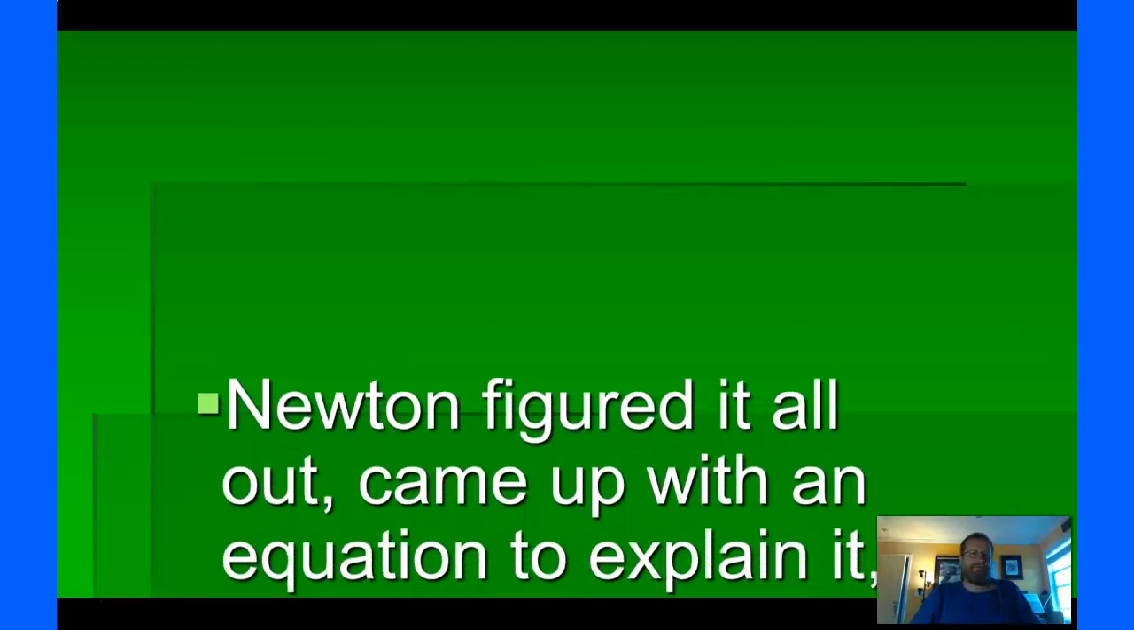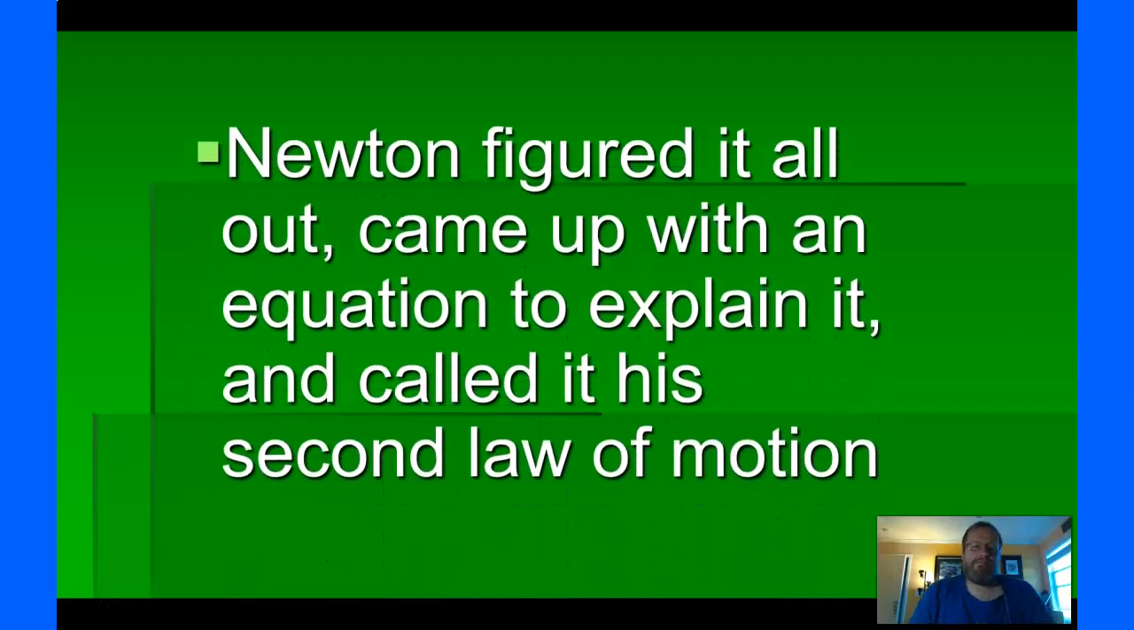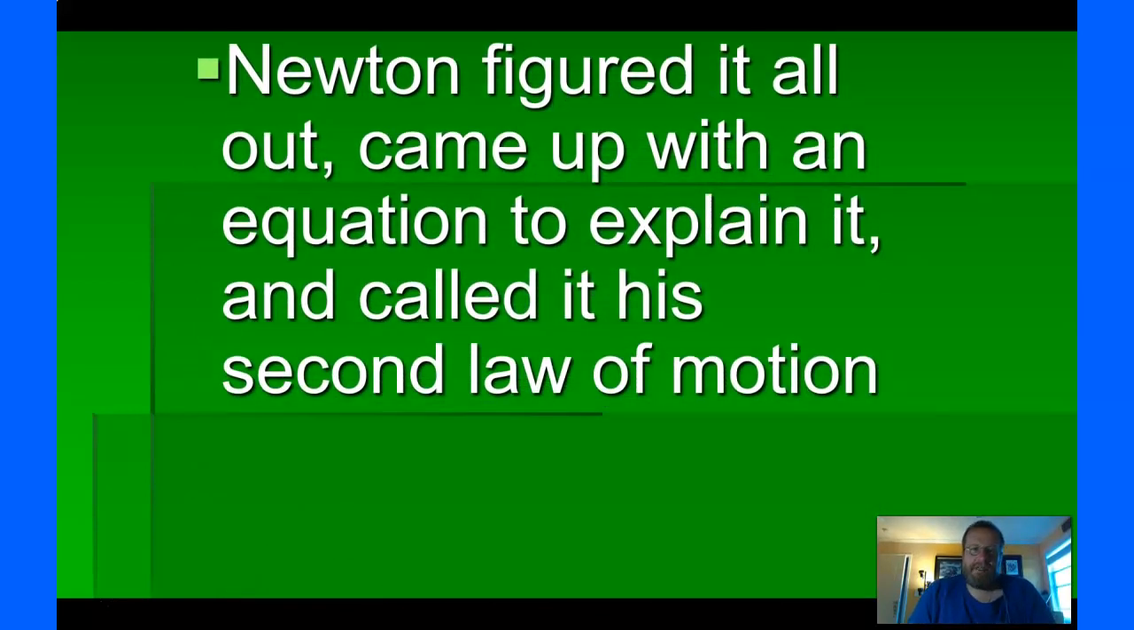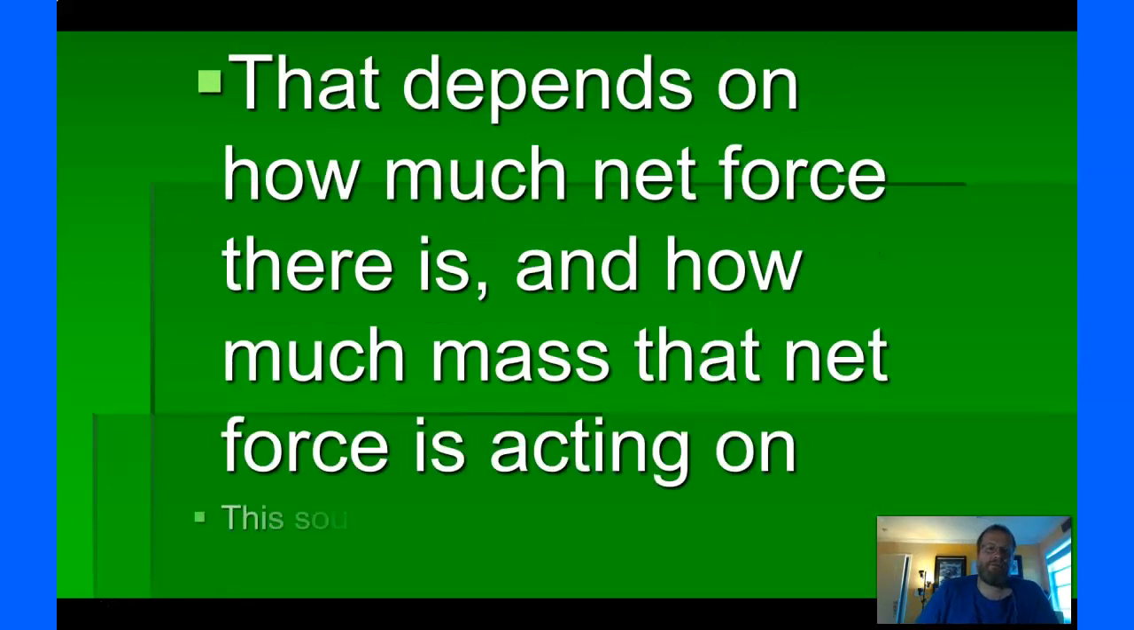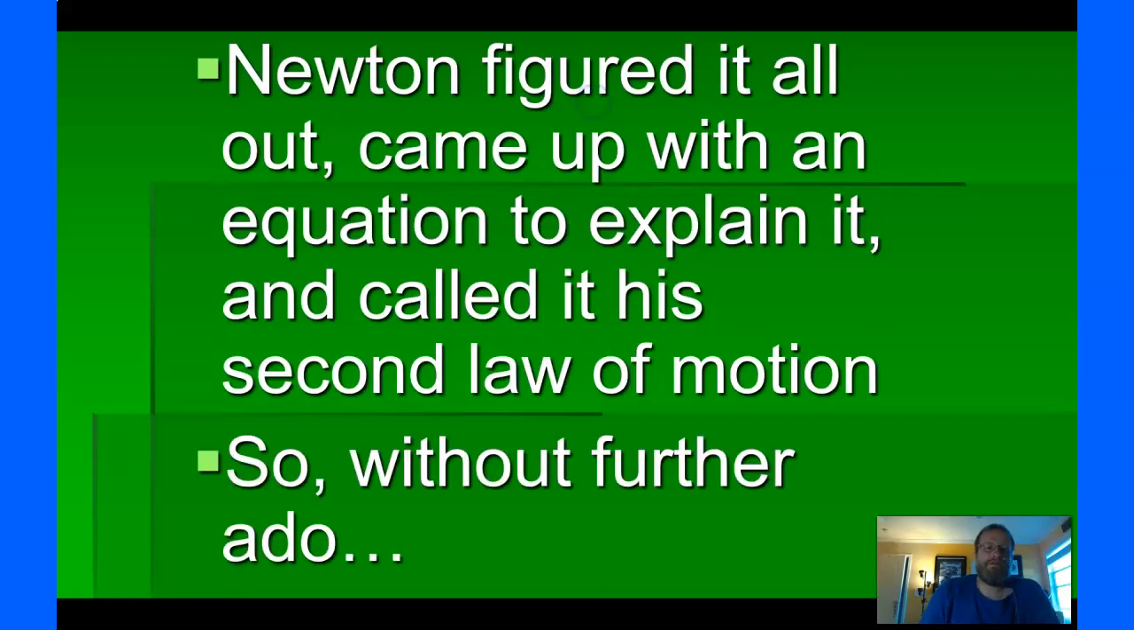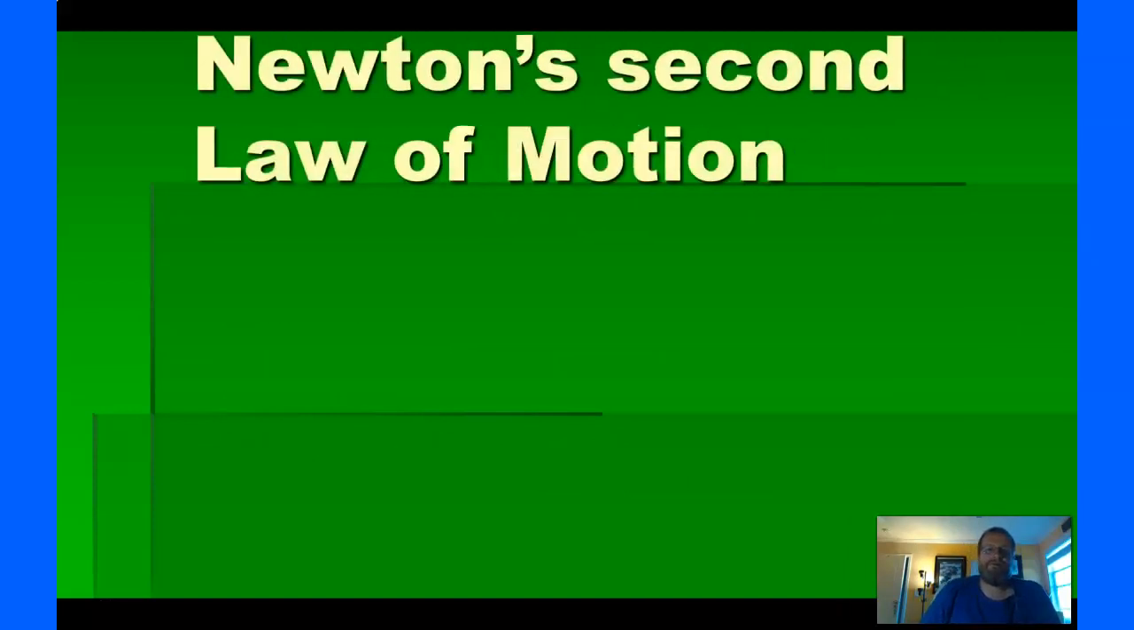Sir Isaac Newton himself figured it all out. He came up with an equation to explain it and named it his second law of motion. So, without any further ado, Newton's second law of motion. And this is the part where you start writing on the note sheet now if you printed it out. If not, then you have your own piece of paper.